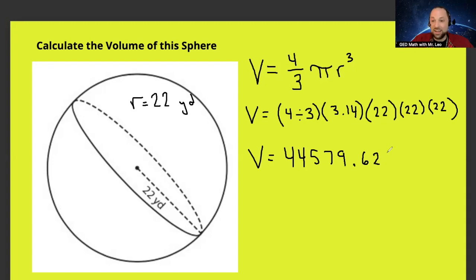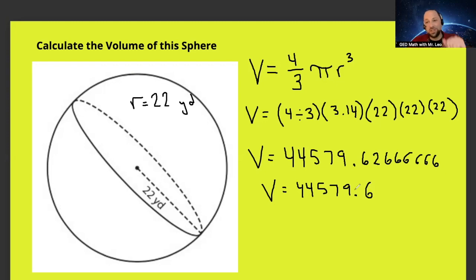44579.62. And then I got a whole lot of sixes. The sixes go on and on. I'm going to casually round that off right now because I feel like it. 44579.6. For today, that's good enough. We'll do another lesson on that later. And this would be cubic yards.